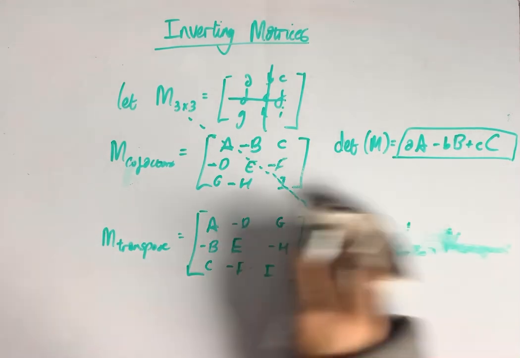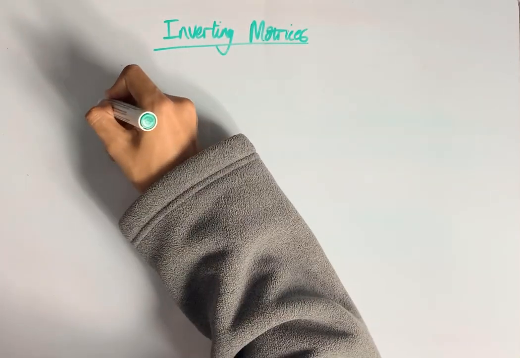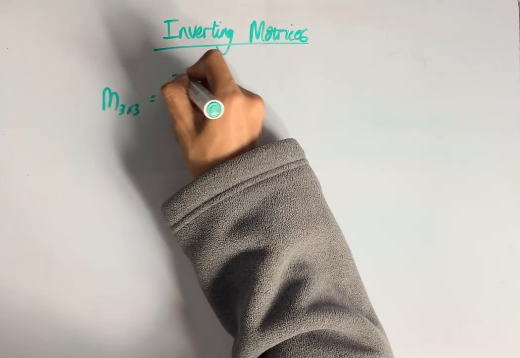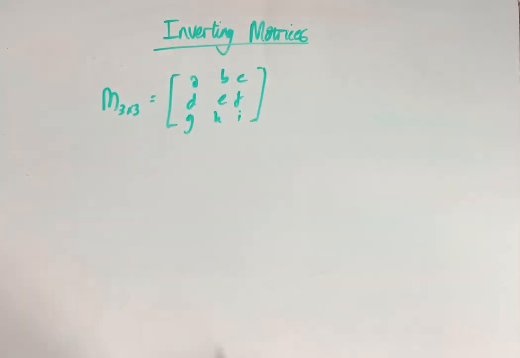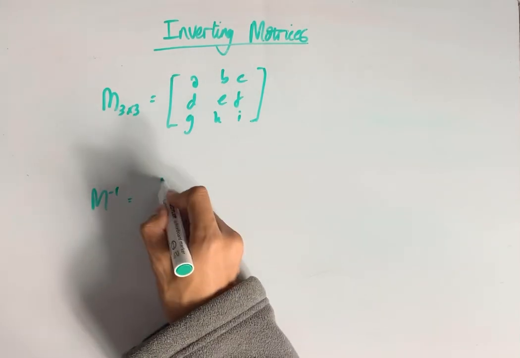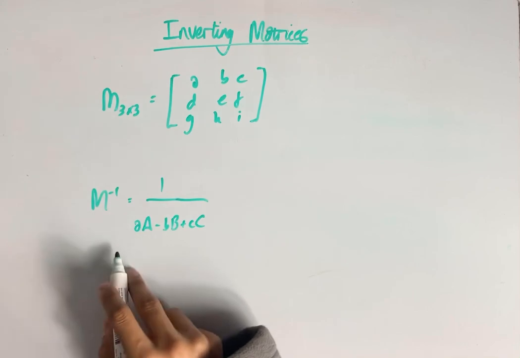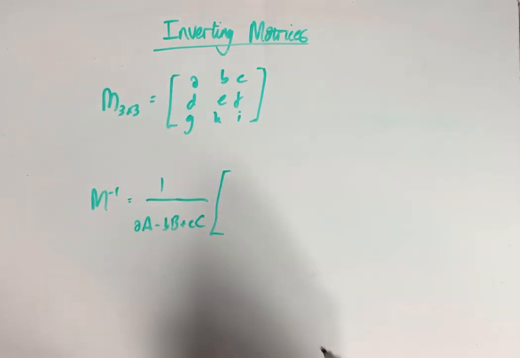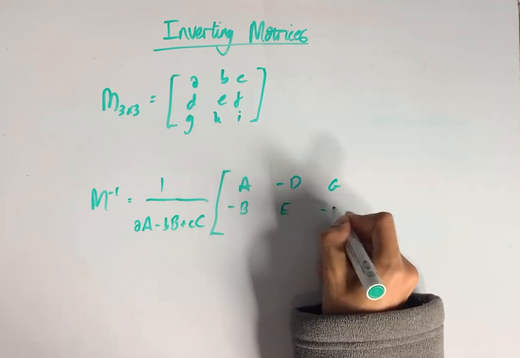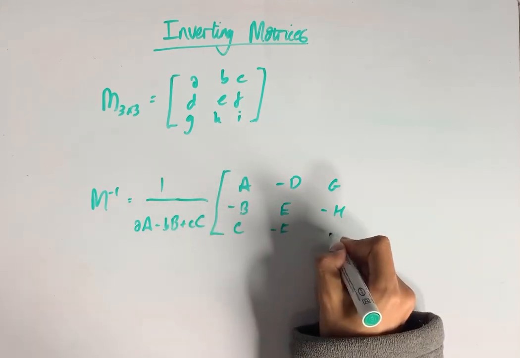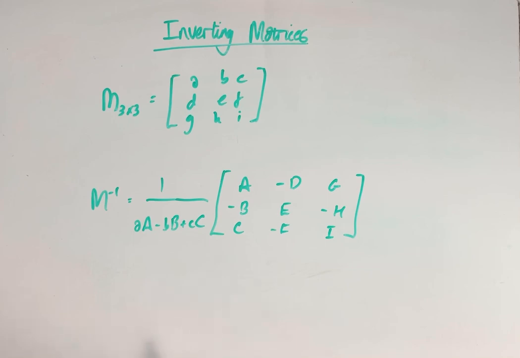if we have a matrix given by, to summarize, for a 3x3 matrix, A, B, C, D, E, F, G, H, I, the inverse is given by 1 over A minus B plus C, where this represents the determinant of the matrix, multiplied by A, -D, G, -B, E, -H, C, -F, I, where each of these elements is a minor of one of these initial elements. And that's how you invert a 3x3 matrix.